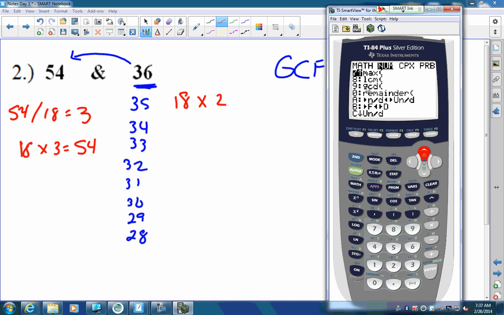You see the number 9? Oops, I missed it. See the number 9 where it says GCD? GCD means the same as GCF. I'm going to press enter.